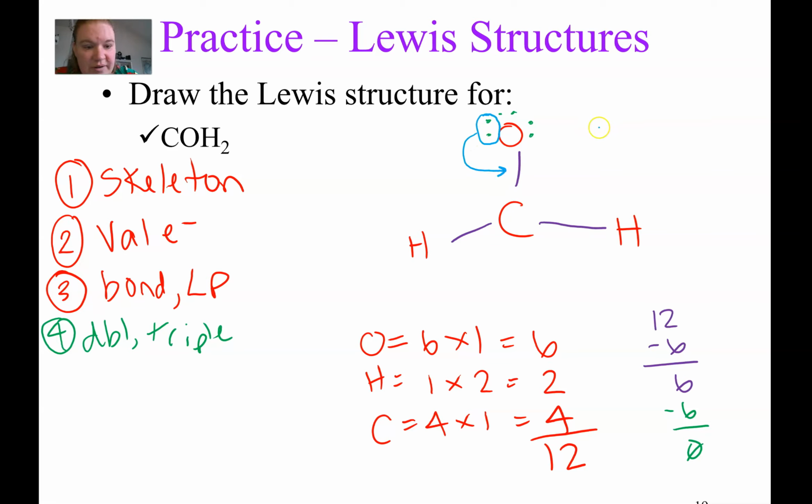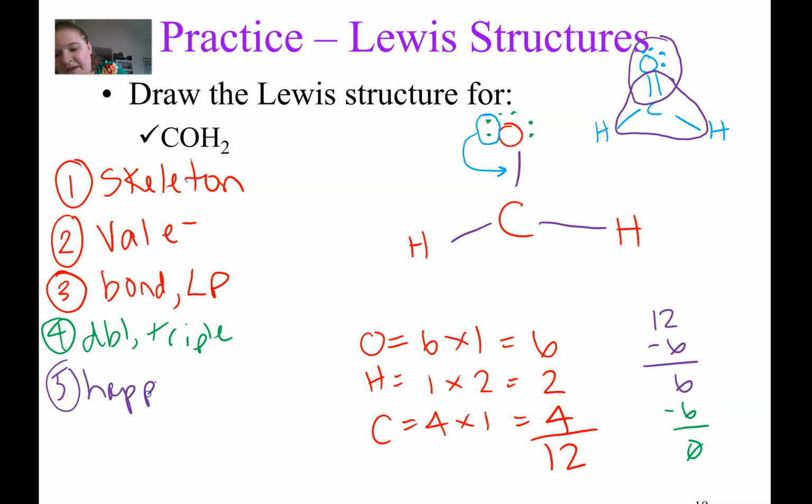So I'm going to redraw this up here. So now I have a double bond going between my carbon and my oxygen. So if I count my electrons for the carbon, the carbon has 2, 4, 6, 8. And if I count my electrons for the oxygen, 2, 4, 6, 8. So that leads us to number 5. Is everybody happy? And so now, by creating that double bond, we've created an octet on each of our atoms. And yes, every atom is happy.